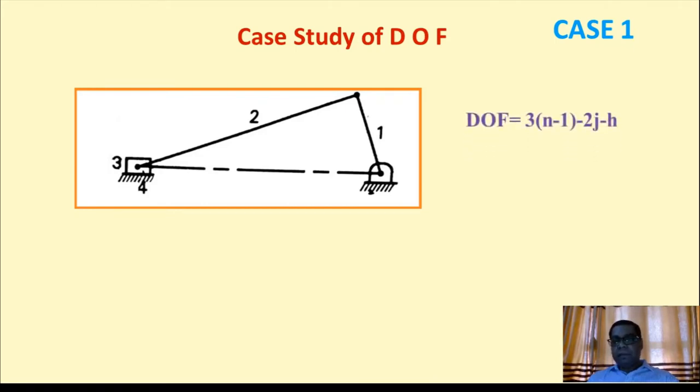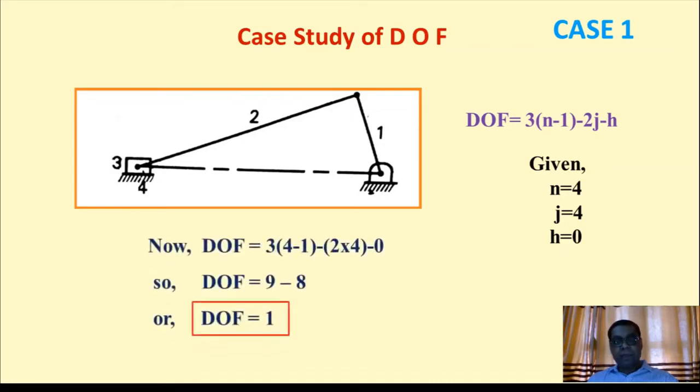So the degree of freedom, by Grubler's criterion, the formula that we know, is 3(n minus 1) minus 2j minus h. Over here, given that n equals 4, j equals 4, and higher pair h equals 0, the degree of freedom is 3 into (4 minus 1) minus 2 into 4 minus 0, that is 1. Have you understood? Then we proceed towards the next numerical problem.